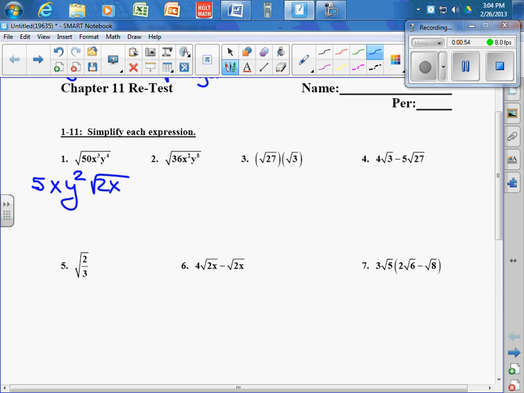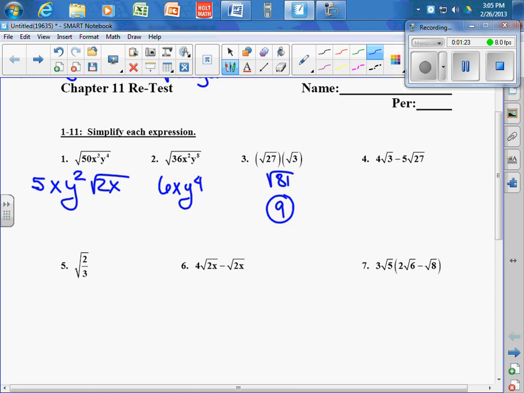2x. Number two, take the square root of 36. It's 6. Take the square root of x squared. It's x. The square root of y to the eighth, y to the fourth, 6x y to the fourth. Number three, numbers underneath the radical, multiply them. Radical 81. What's the square root of 81? 9.